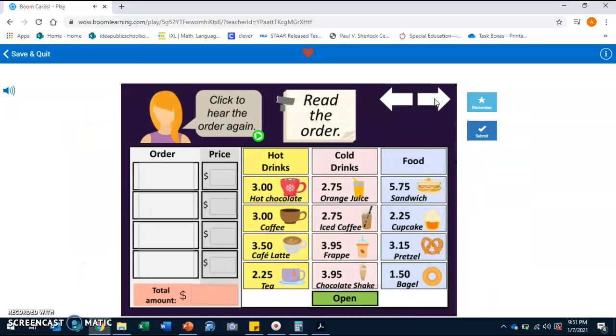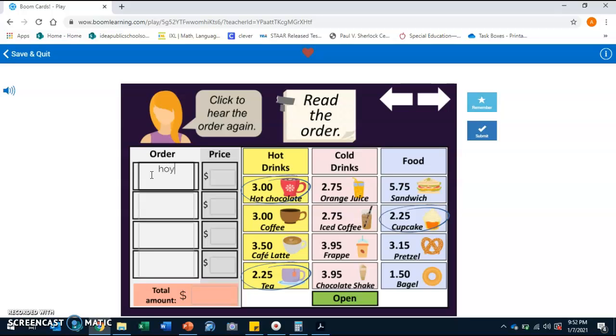I would like to order 1 hot chocolate, 1 cup of tea, and 1 cupcake. So here it's telling you, this is your customer, and it's telling you what you want. And if you did not hear, you can just click on it again. And you can circle and click on what she wants so you can know. And then here on the side, you're going to write it.